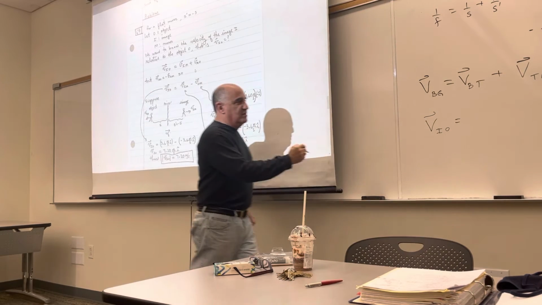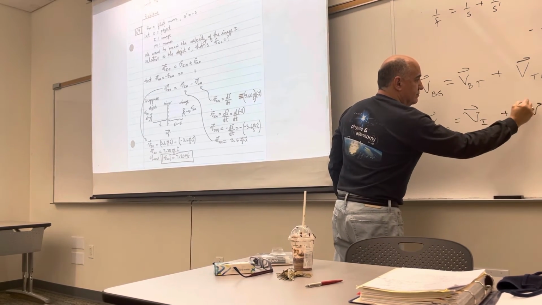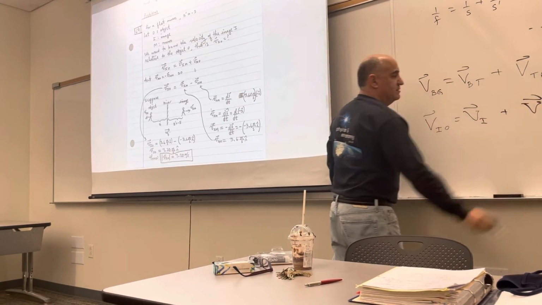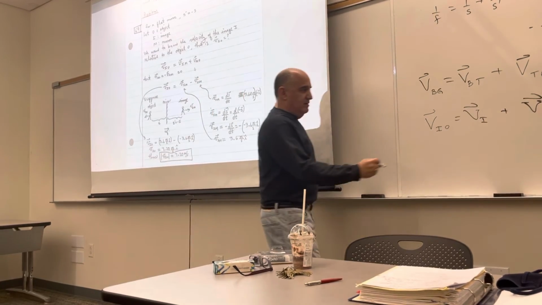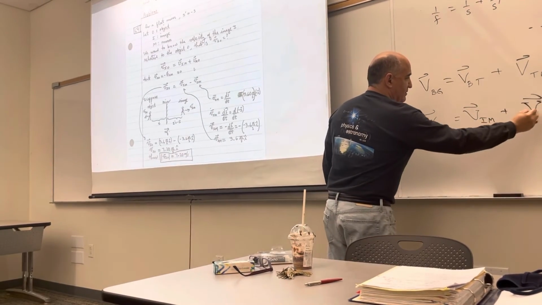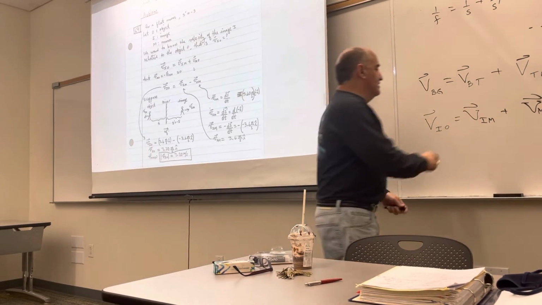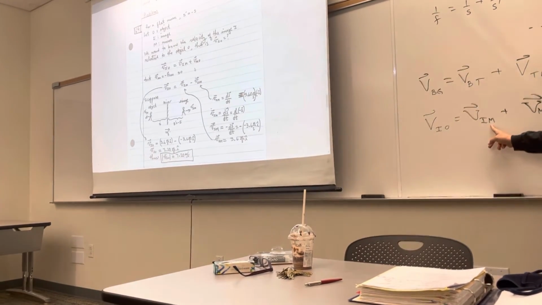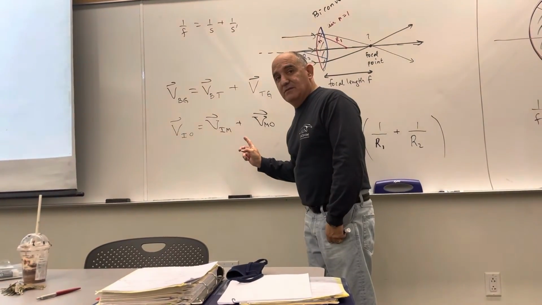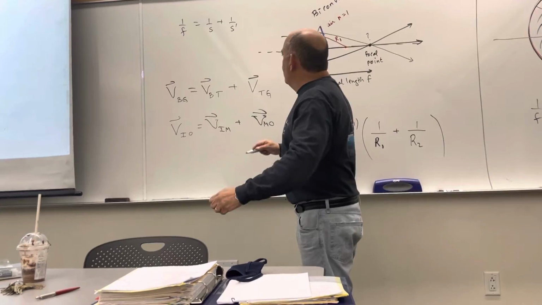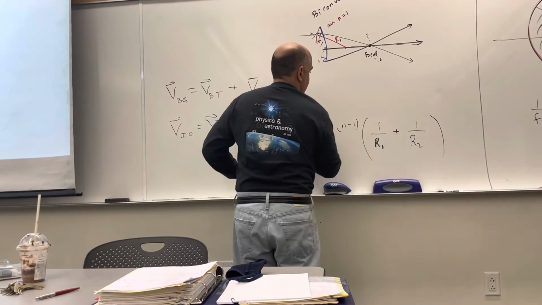So notice the image, the I goes first, and then the O goes last, right? Now what am I missing is the mirror. So this is the velocity of the image relative to the mirror, and this is the velocity of the mirror relative to the object. But when you interchange two subscripts, you multiply by -1.